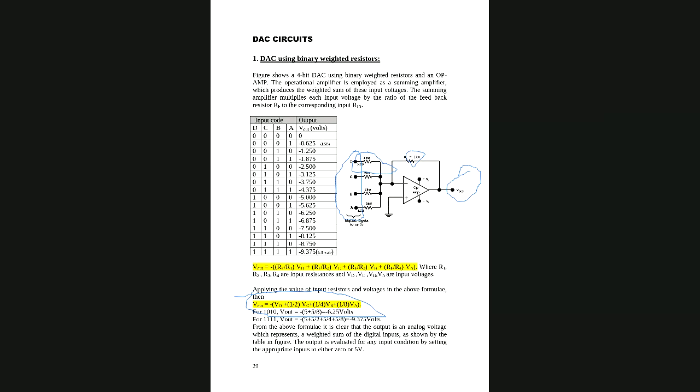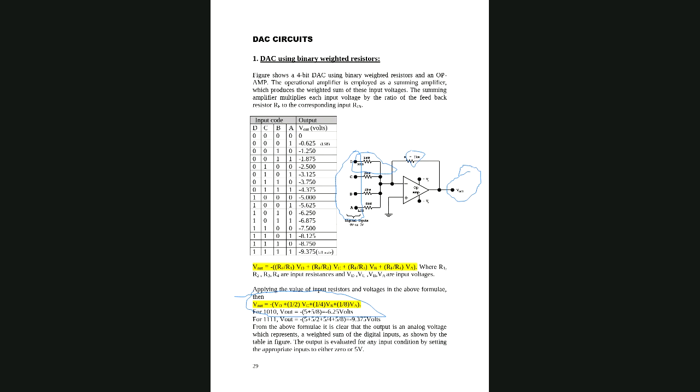This is the way. V out is the analog output, and we have inputs VD, VC, VB, VA, which are digital inputs. Digital input means if it is 0, it is 0 volt, and if it is 1, it is 1 volt. If it is 5 bit, I will accordingly add one more. So the analog output V out will be equal to minus VE plus VD by 2 plus VC by 4 plus VB by 8 plus VA by 16. Everybody okay?